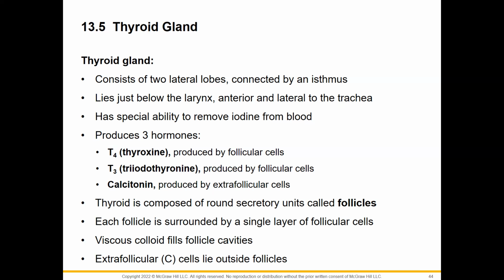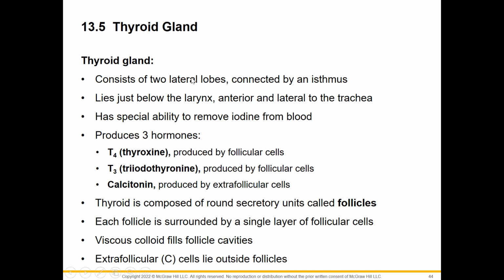The thyroid then is going to be in the lower or distal aspect, or the inferior aspect, of that trachea, but anterior to the trachea, so in the front of the throat. And then those lobes are going to sit lateral to the trachea. The isthmus is going to sit on the anterior aspect because that's what's connecting those two halves.